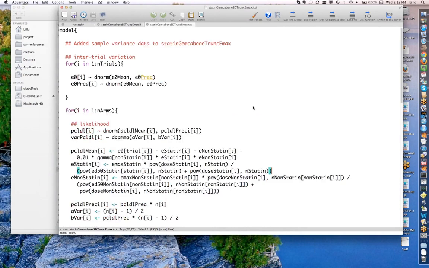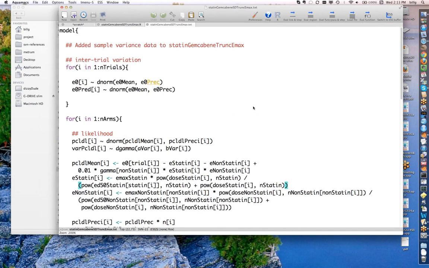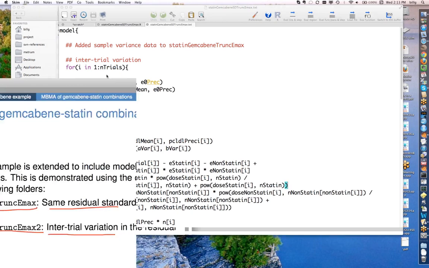Okay, so let's take a look at the model. Now, this is taking the model that we did before, that was just called Statin Gemca Bean Trunk Emacs, which we've already seen. And I took that and just modified it to incorporate the modeling of our observed sample standard deviation. And actually, the way we're going to write it is akin to the way it's in the slide. In fact, let me pull that slide back up.